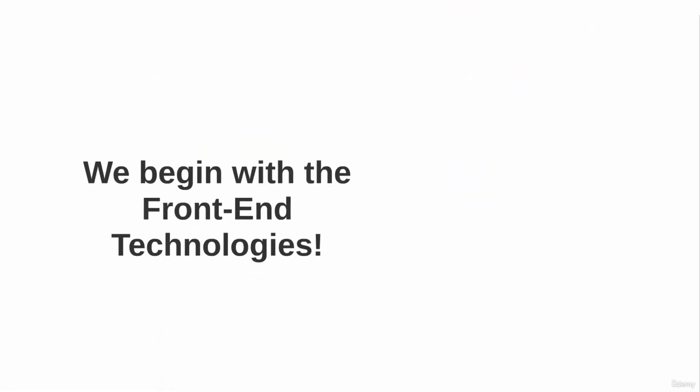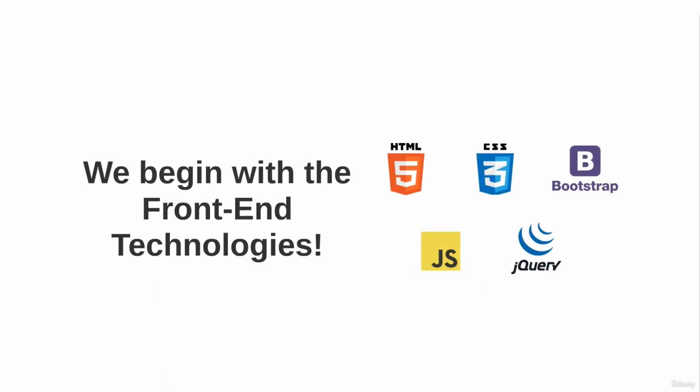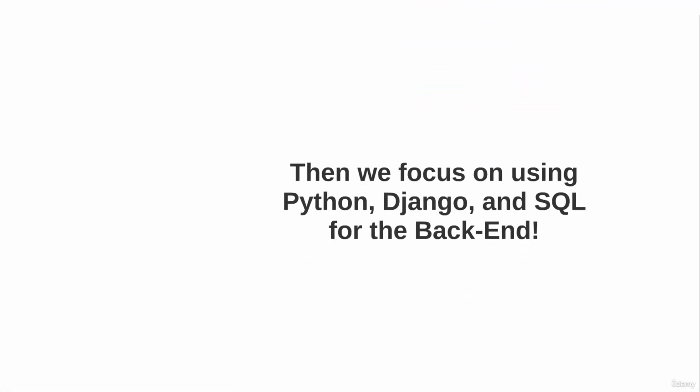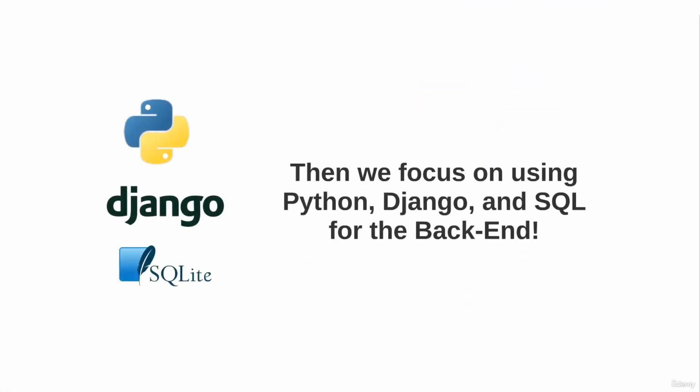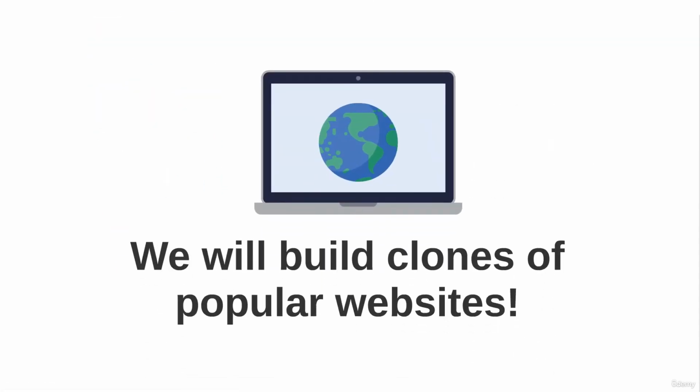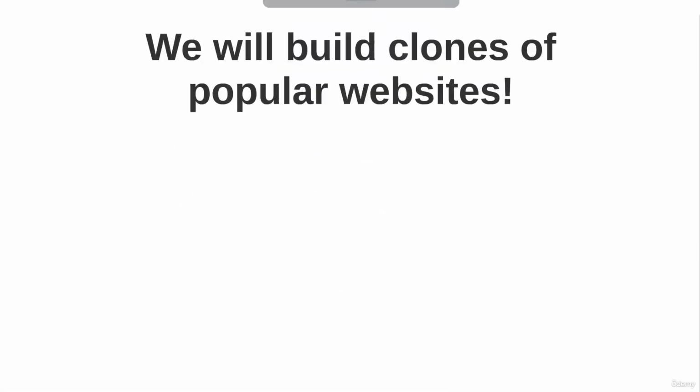We'll start off by learning about front-end web technologies, including HTML, CSS, Bootstrap, JavaScript, and jQuery. Afterwards, we'll be focusing on learning Python, Django, and SQL for the back end of our web applications. Once we feel comfortable using these technologies, we'll start building clones of popular websites, so you can practice your new skills in a realistic setting.